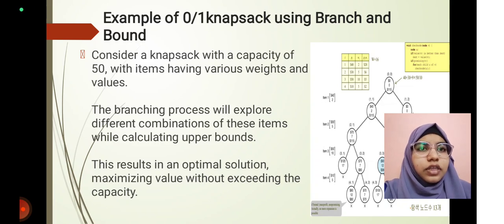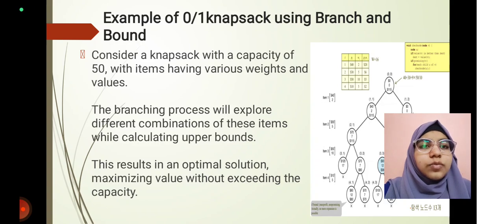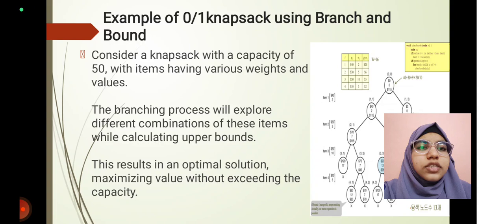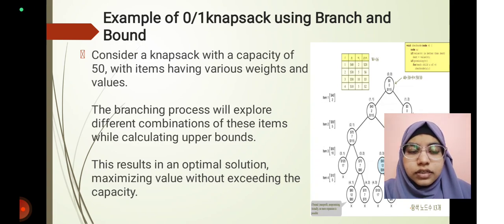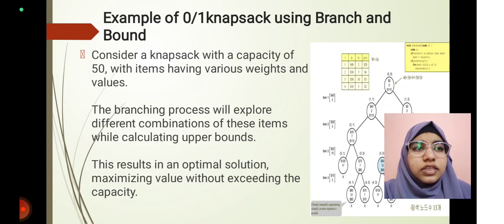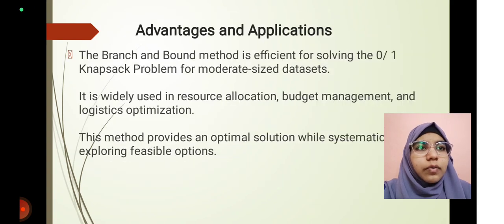Next, an example of 0/1 knapsack using branch and bound. Consider a knapsack with capacity of 50 with items having various weights and values. The branching process will explore different combinations of these items while calculating upper bounds. This results in an optimal solution, maximizing value without exceeding the capacity. You can see this example in this figure. Here we have a capacity of 50 and items with different weights and values in this figure.